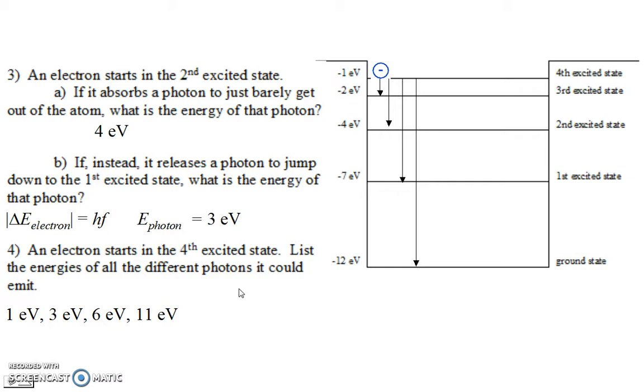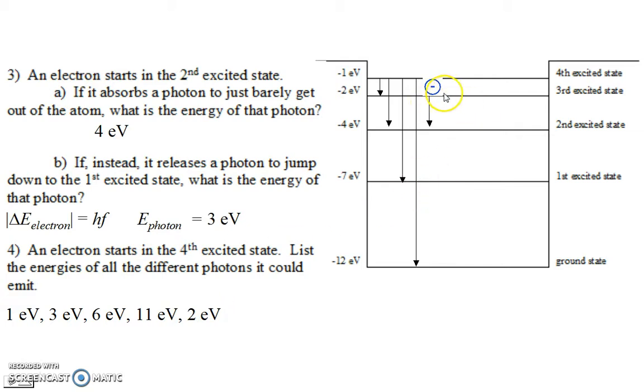But that's not all. Because if it started here in the 4th excited state and jumped down to the 3rd excited state, well, from there, it could have jumped down to the 2nd excited state. So losing 2 electron volts, it could also possibly give off a 2 electron volt photon, and that will appear in its emission spectrum.